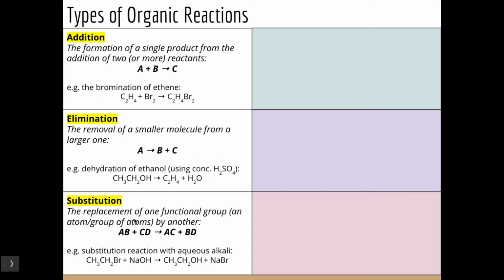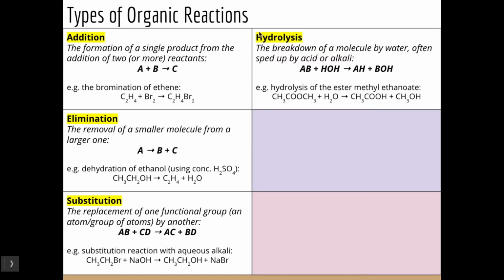The next kind is a substitution reaction. You might be able to guess what's happening there. We're going to substitute something. It's the replacement of one functional group, whether that's an atom or a group of atoms, by another. So for example, we've got some species AB, react that with some species CD, and we substitute the A with the C. So it becomes AC, and we substitute B and D together. Swapping over, substituting. Again, just using these words how we would in our everyday vocab. Here's an example, substitution reaction with an aqueous alkali. We got bromoethane, sodium hydroxide, and we substitute the bromine for a hydroxyl when we go from a halogenoalkane to an alcohol. Next kind is a hydrolysis.